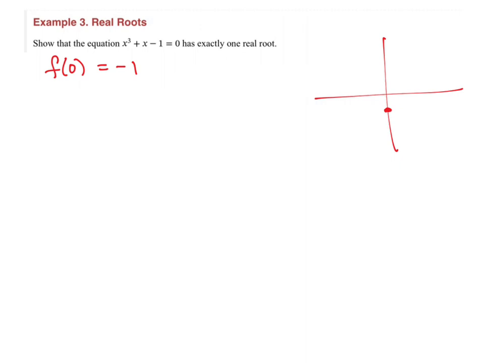Try also f of 1. What is f of 1? 1 and 1 minus 1. So 2 minus 1 would be 1. F of 1 is 1. He said, so somewhere in between there, there is a 0. What are you using to make that determination?